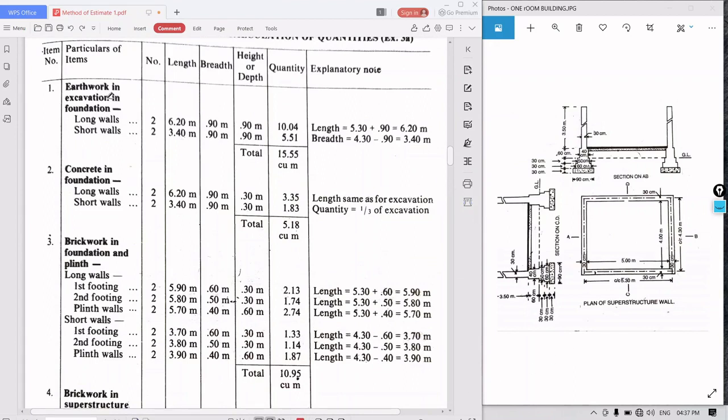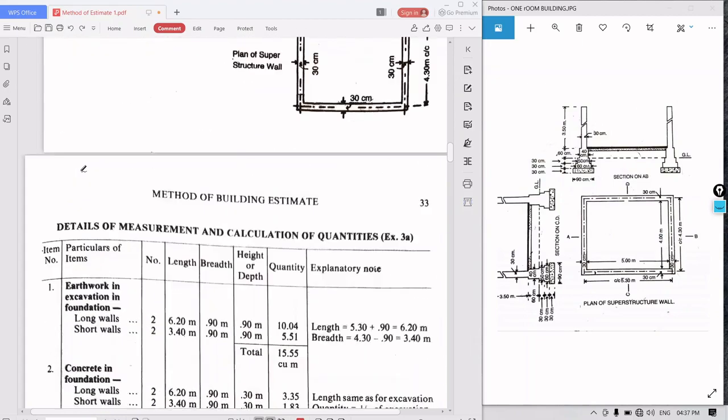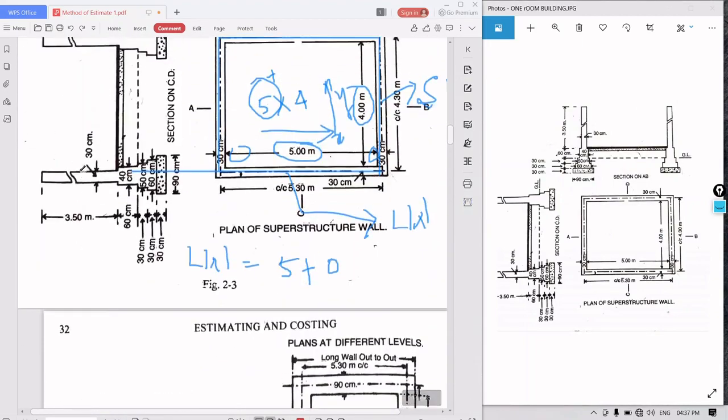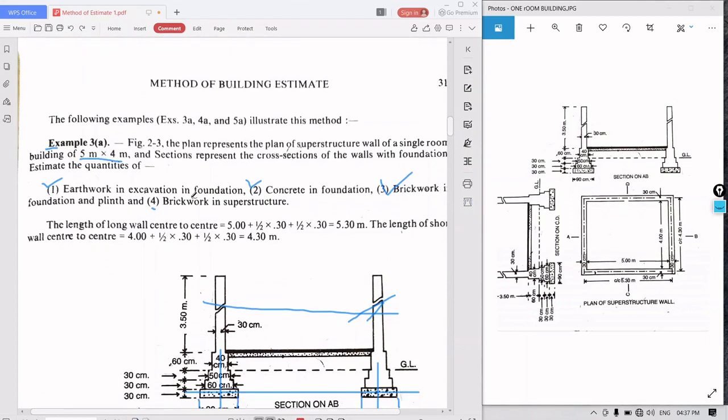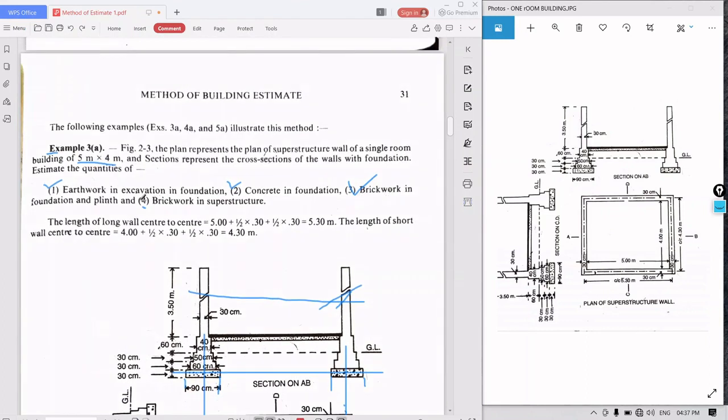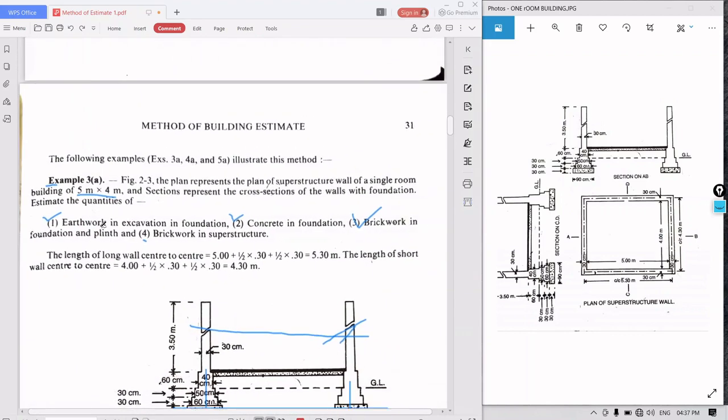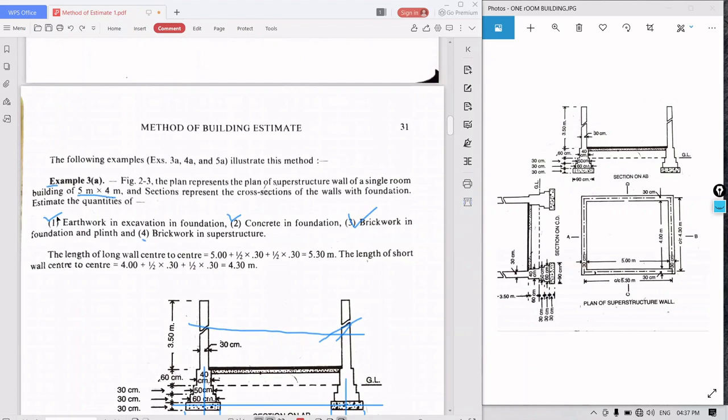See, earthwork in excavation in foundation was what they asked in the first clause. The second is concrete in foundation, the third is brickwork in foundation and plinth, and the fourth is brickwork in superstructure. So when they give the problem, first see what is given and what they have asked of us.